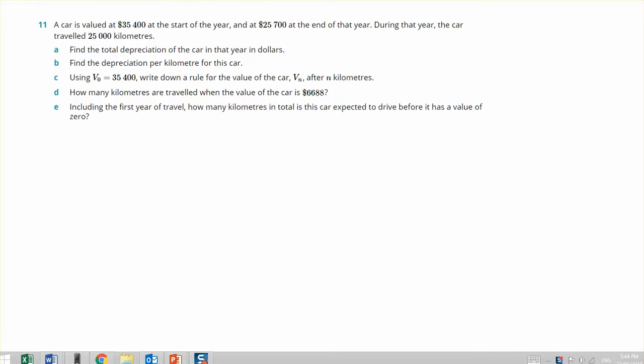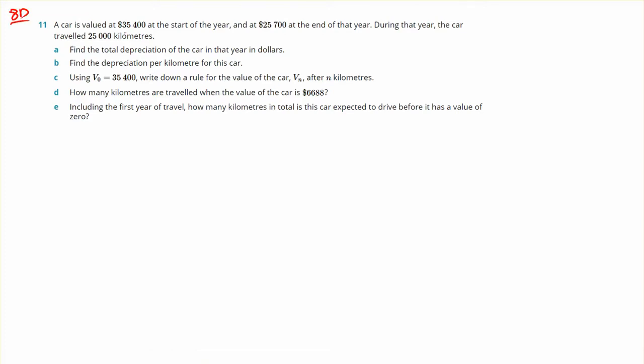This is for year 12 further maths, and we're looking at exercise 8D, question 11. Now I've got a scenario where we have a new car. It's valued at $35,400 at the start of the year, and then at the end of the year it's valued at $25,700. Now during the year the car traveled this long. So this is actually unit cost depreciation.